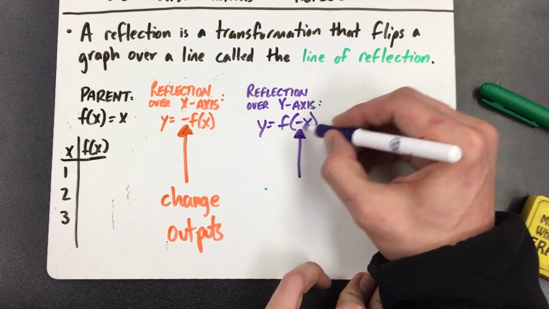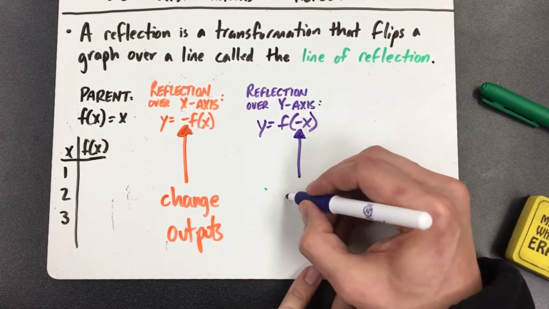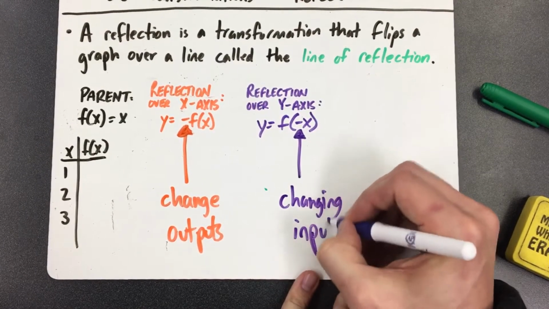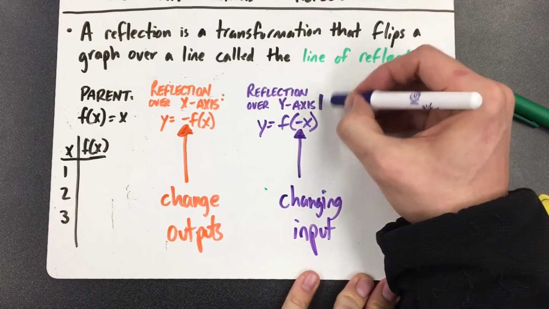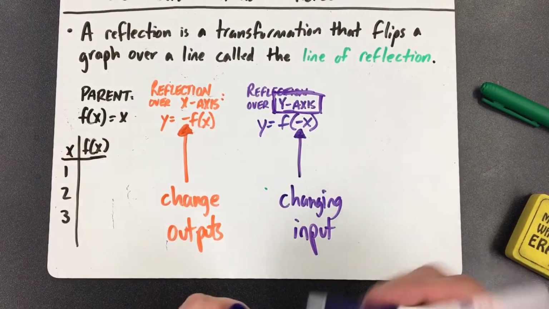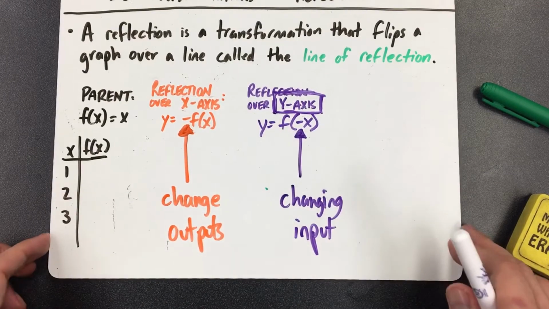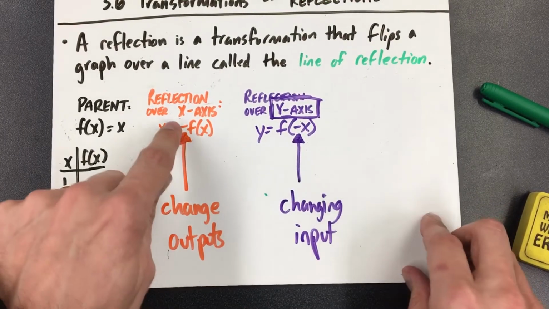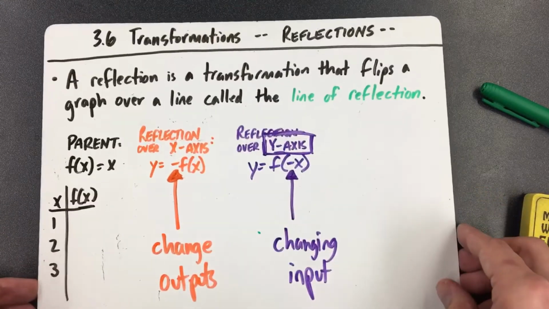If it's in the parentheses with whatever letter is in there, now you're changing your input, and I'll explain what that means in a minute, and that means it's going to be a reflection over the y-axis. Over the y-axis. Up here is over the x-axis. Okay, those are the big ideas I wanted you to get out of those little examples. Boom, boom. Okay, now let's see what it looks like in action.